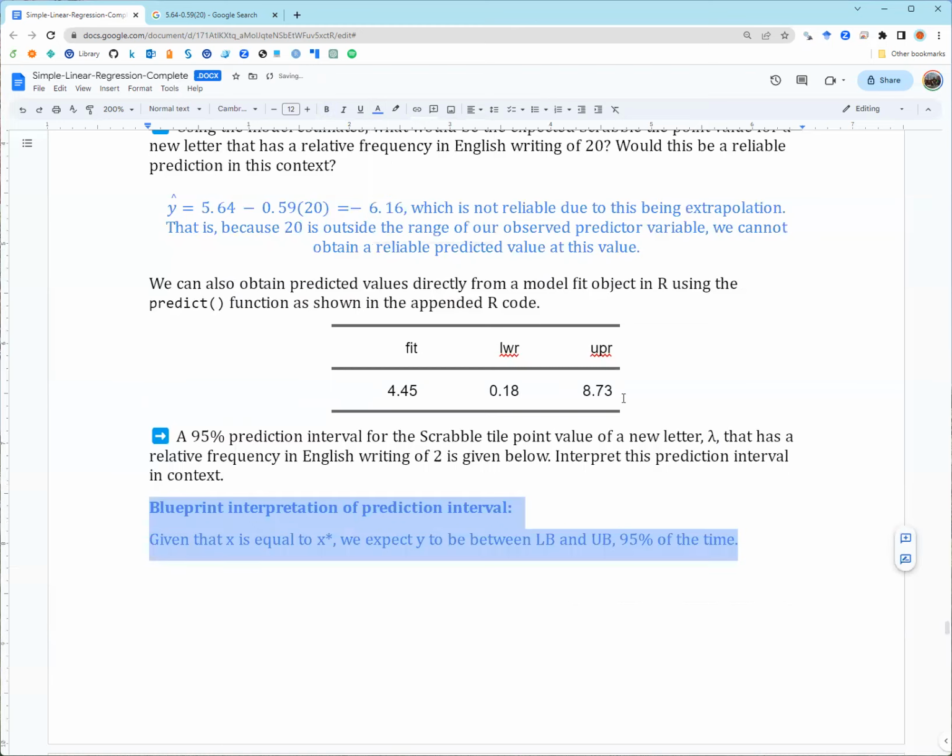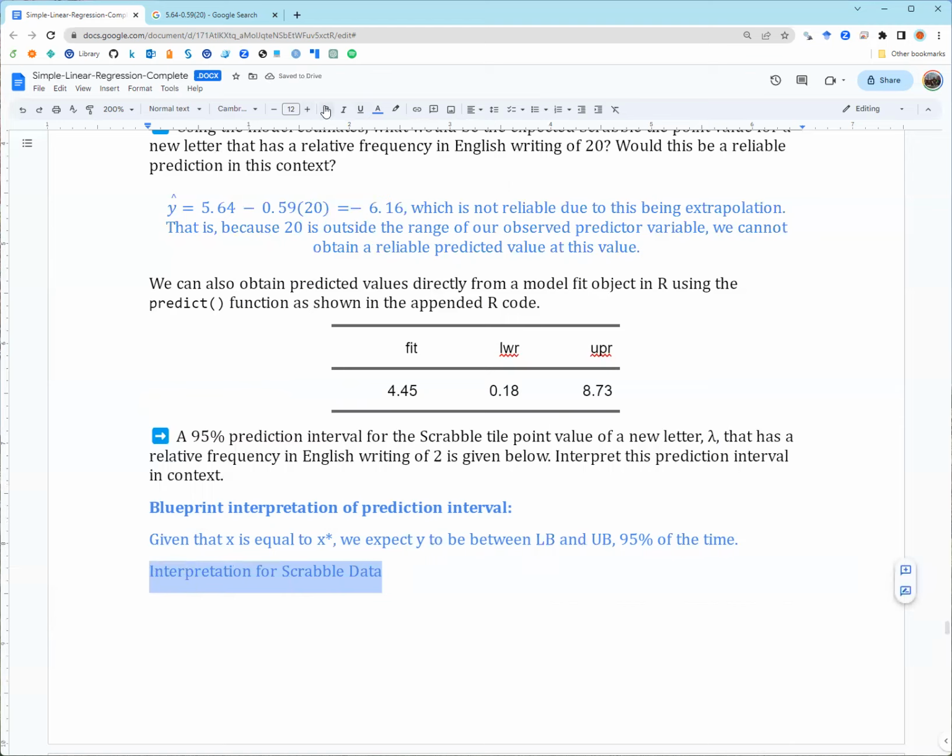All right, so how can we do that? So this is like a blueprint interpretation. Let's see how we can do that for this problem, for the Scrabble data. Okay, so for the Scrabble data, let's start with the blueprint.